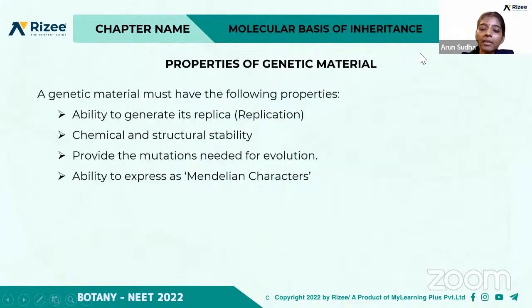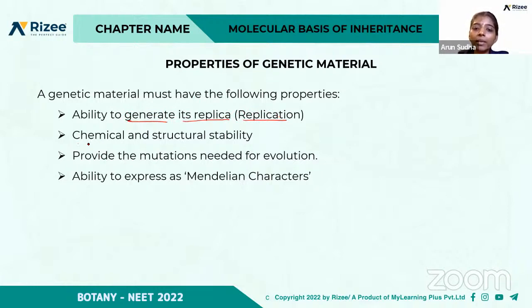So the next is the properties of genetic material. If it has to be a genetic material, what are the properties that a particular genetic material should have, whether it is a DNA or an RNA? So the genetic material must have the following properties. It should have the ability to generate its replica. That is, if the genetic material is transferred from parent to progeny, it must be able to generate its replica, or it should be capable of undergoing replication. So that is one of the important properties, right?